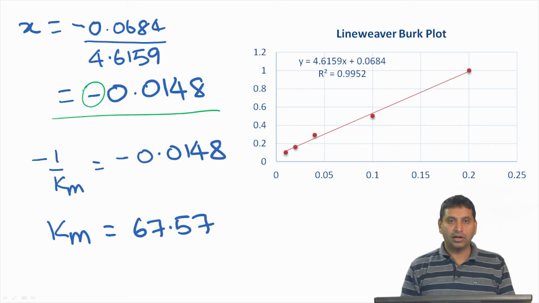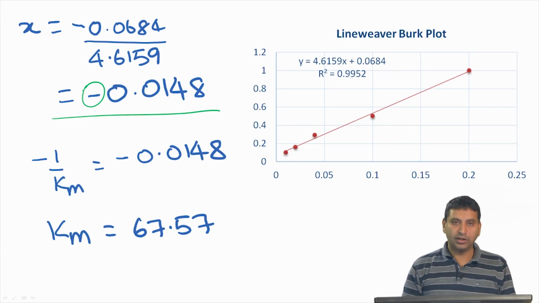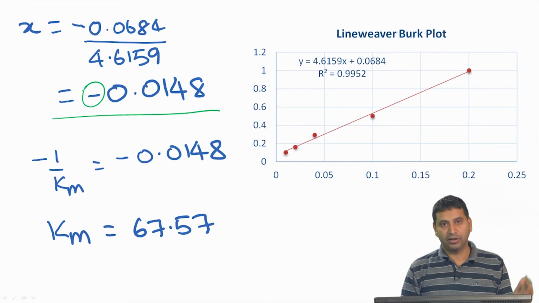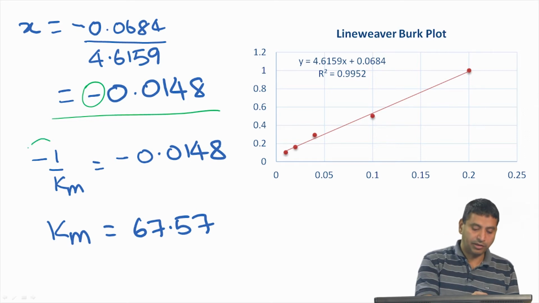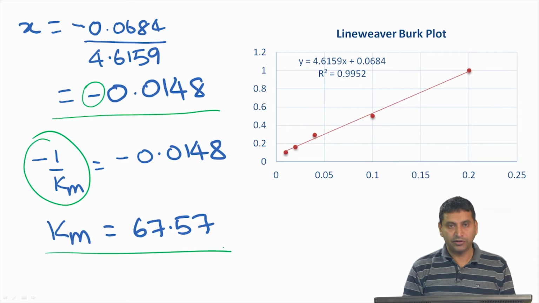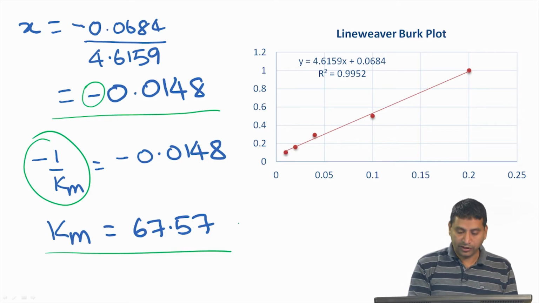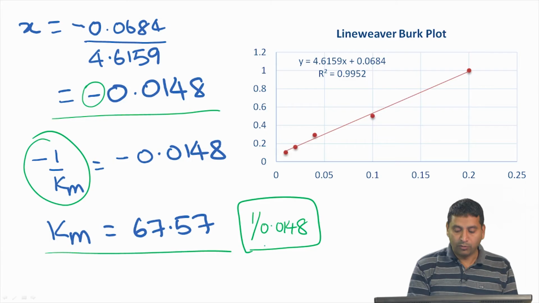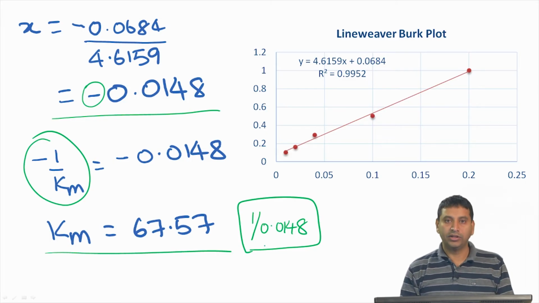Okay. So, from the Lineweaver-Burk plot, we know that the negative intercept on the x axis is nothing but minus 1 by Km. So, I have to take the inverse of this number, and then Km becomes 67.57, which is nothing but 1 divided by 0.0148. I would urge all of you to go back and do these calculations yourself. These numbers are available, so please take some time and do these calculations and familiarize yourself with the technique.